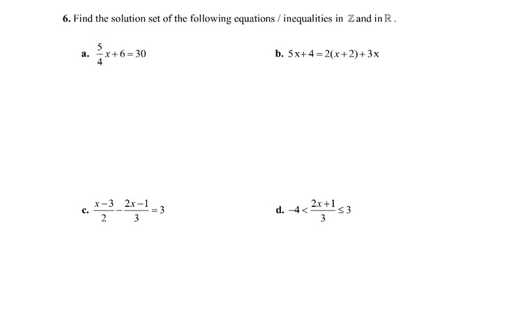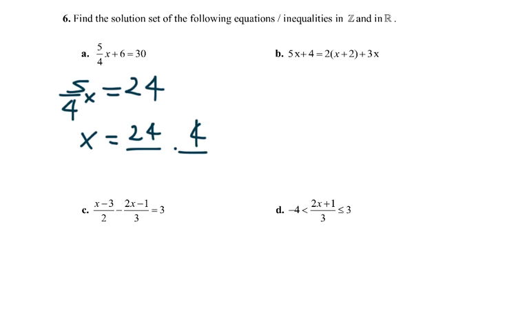Okay, so we're going to find a solution set for each of these inequalities and equations in Z and in R. So let's solve them first. In this, we're going to subtract 6 from both sides, equals 24. And then we're going to divide by 5 over 4, which is the same as multiplying by 4 over 5. So x is equal to 24 times 4 over 5. Get rid of that. And that means that x is going to be equal to 96 over 5.